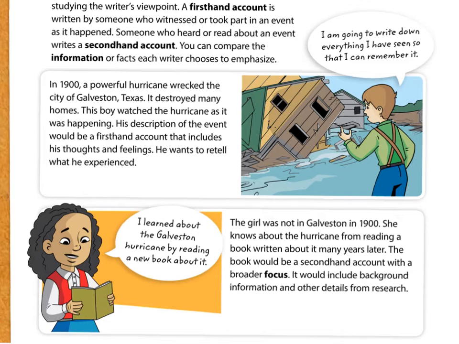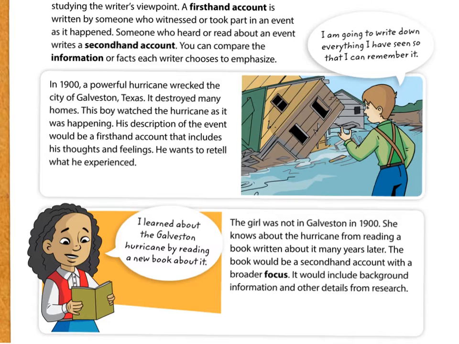In the first part of the comic, it says, in 1900, a powerful hurricane wrecked the city of Galveston, Texas. It destroyed many homes. This boy watched the hurricane as it was happening. His description of the event would be a first-hand account that includes his thoughts and feelings. He wants to retell what he experienced. And you can see in the comic, he's there looking at the damage and he says, I'm going to write down everything I've seen so that I can remember it.